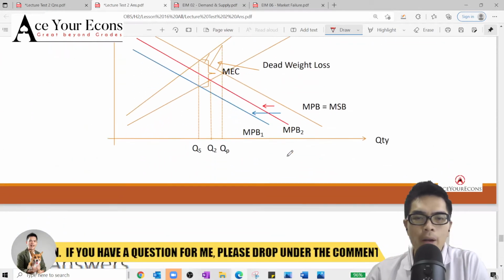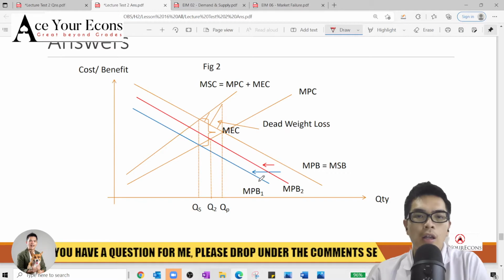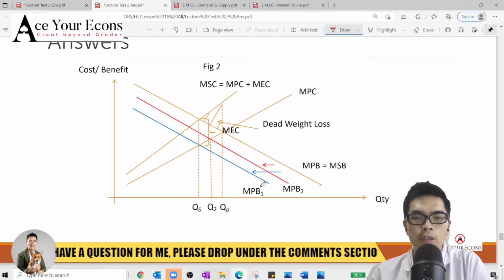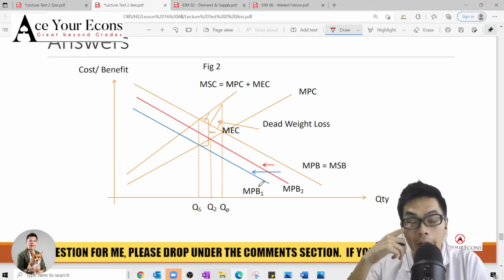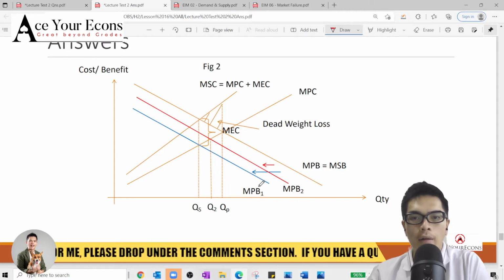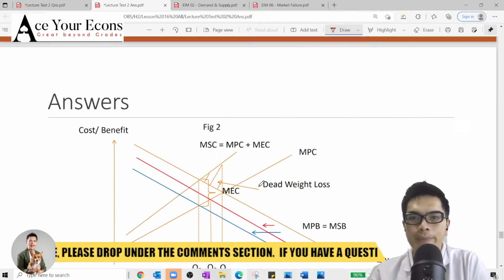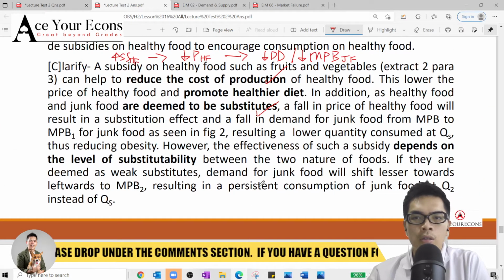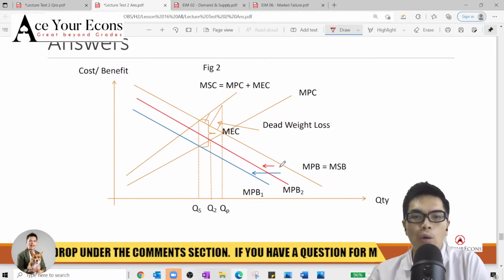So from a diagram perspective, it looks like this. For my RI students, this is also applicable. It lowers the private demand of the good directly if you use a divergence between the two MSB and MPB curves. So you should consider this, the lowering of your demand curve.